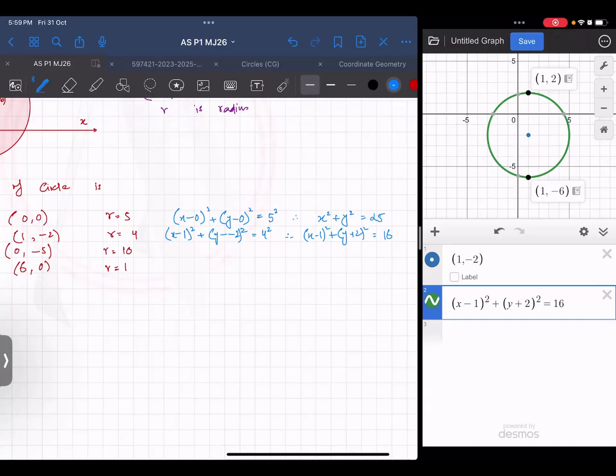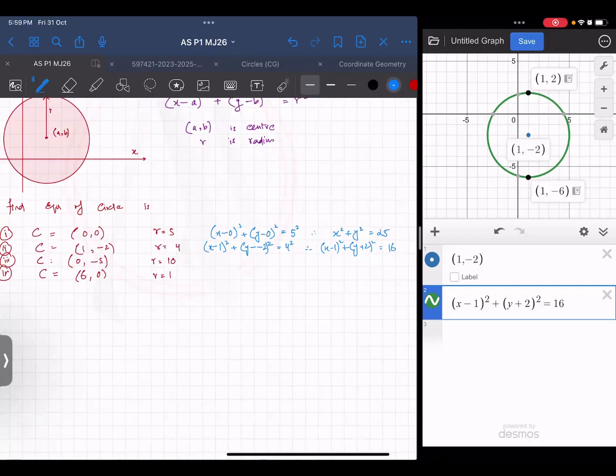If you want to find the maximum point on the circle, you add the radius to the y coordinate of the center. The center coordinate is 1 comma minus 2 and the radius was 4. If you add 4 to the y coordinate of the center, minus 2 plus 4 is 2. So that is the maximum point on the circle. And minus 2 minus 4, the radius, if you go below the center, you will get minus 6. So look, you're getting the circle the same way. The center is the same and the radius is also the same.